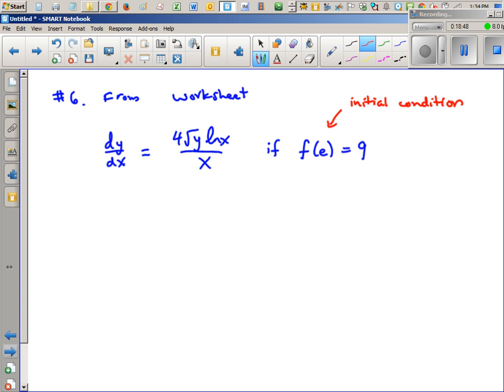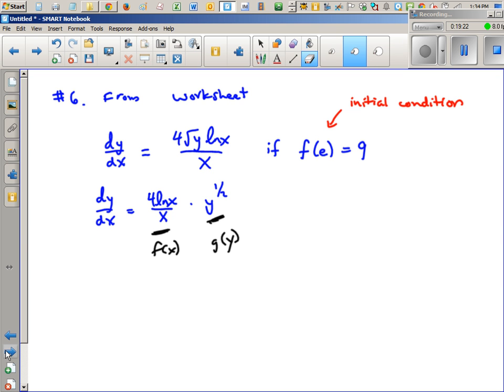Okay, so you actually start off the same way as usual. First you try to identify what your f of x is and what your g of y is. So I think we should write this as dy dx equals, for f of x, let's just use all this garbage. And for g of y, let's just use y to the half. Okay, so I've identified my f of x, it's right here, and my g of y, and I realize, hey, this thing's separable, see? So we divide both sides by g of y. So now it looks like this.